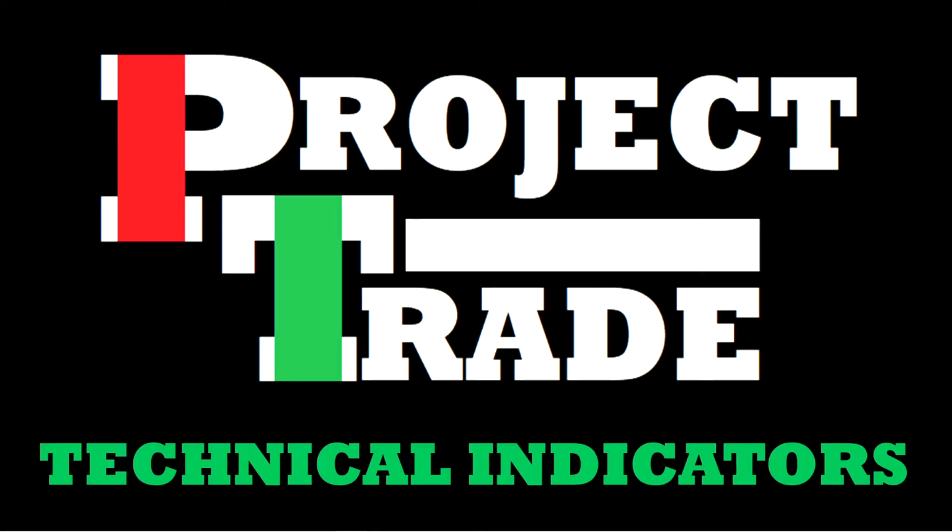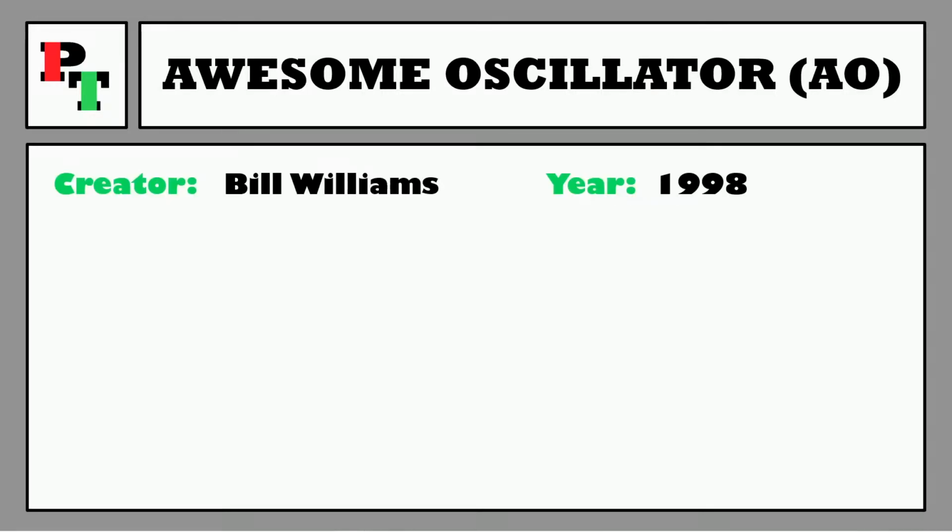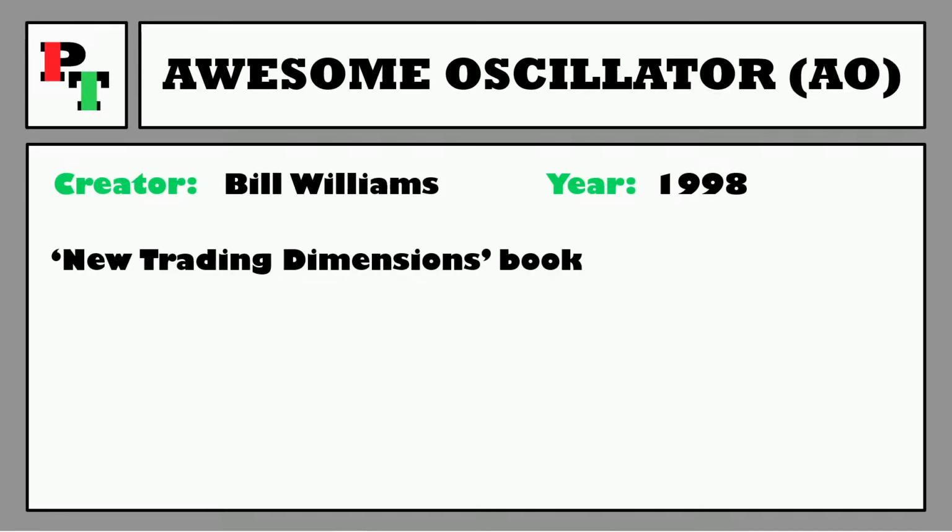This is the Technical Indicators Show, and today it's the awesome oscillator indicator, and it's coming from Bill Williams in 1998. This one was included in his book New Trading Dimensions, which was one of his most popular works alongside his 1995 book Trading Chaos.